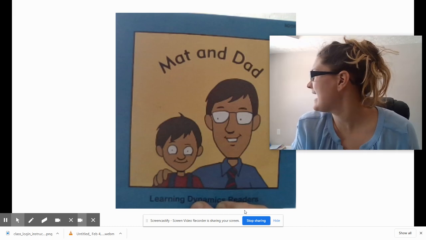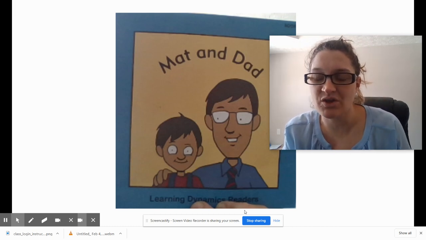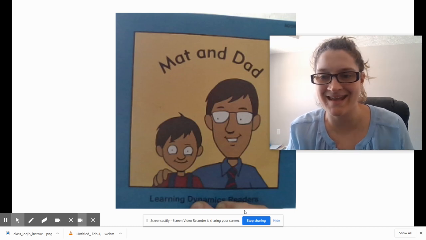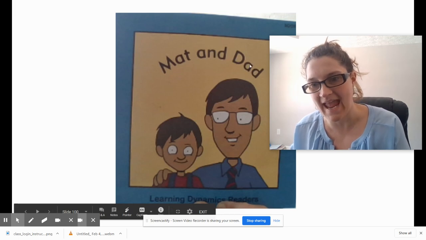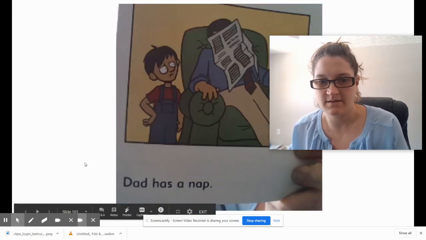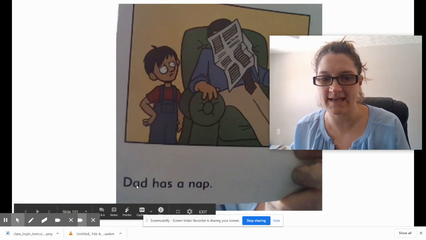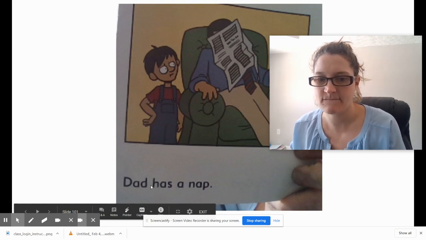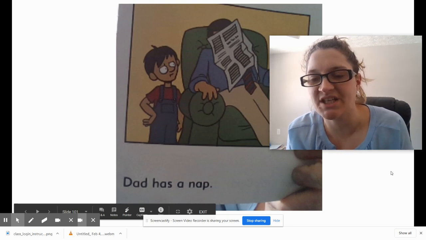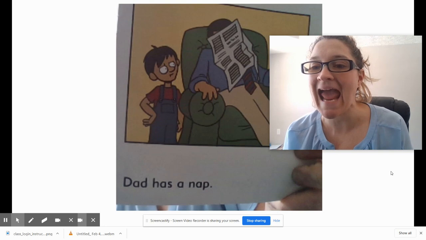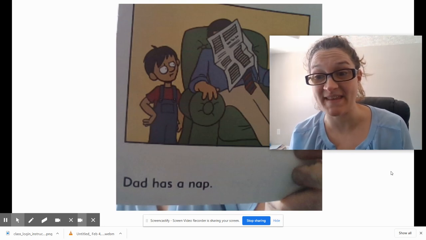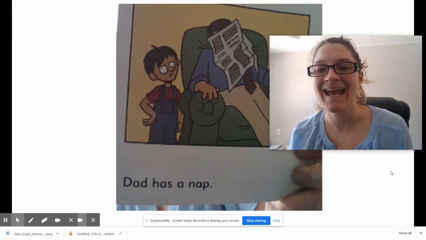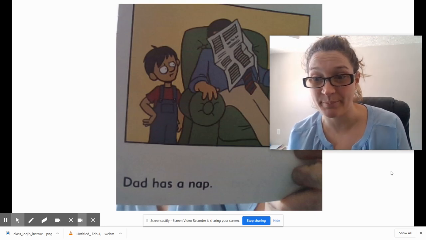Perfect. So let's go ahead and read this together now. You should have read Matt and Dad. And in the box, you should have had D-A-D for dad. Okay. Go ahead and read. Good. So in the box, you're going to type the word nap. Awesome. So you should have read this page saying, Dad has a nap.